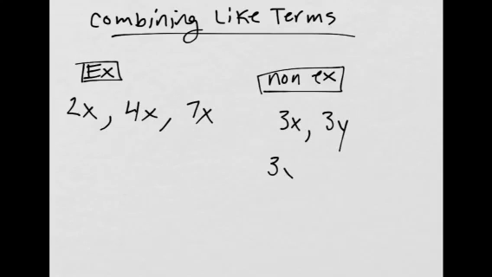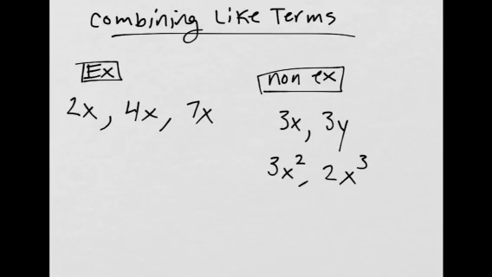Also, like 3x squared and 2x cubed. Those are not like terms. Why? Yeah, their exponents are different. The small numbers at the top right corner, those are different. That's all we have for the mini examples.